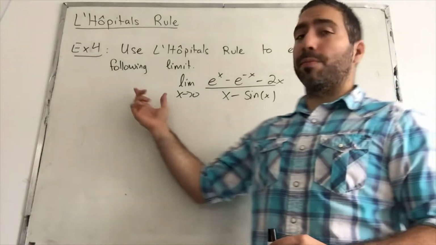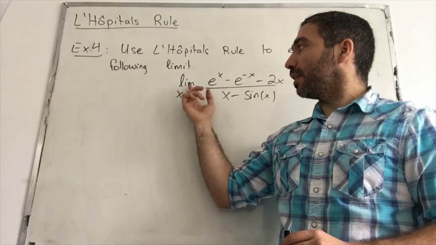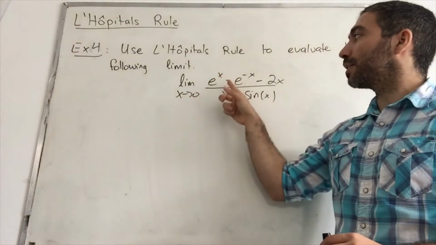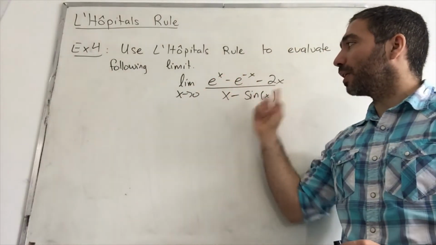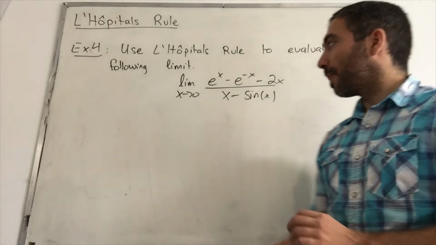Okay, so in this example, number 4, use L'Hopital's rule to evaluate the following limit. The limit that's given is the limit as x tends to 0 of e to the x minus e to the negative x minus 2x, all divided by x minus sine of x. Once again, pause the video and see if you can solve it.